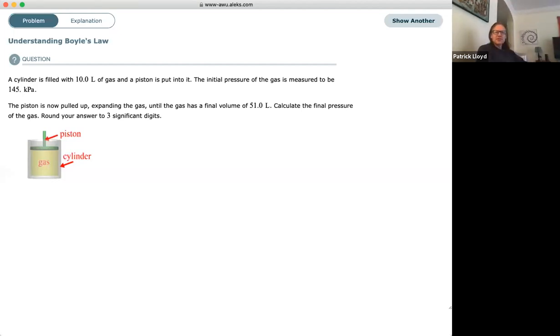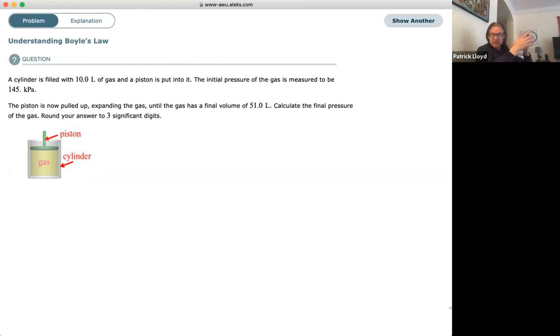Okay. Understanding Boyle's law. This one's telling you P1 V1 equals P2 V2. A cylinder is filled with 10.0 liters of gas. Remember that the units we often use for volume are liters. You'll see that a lot. So a cylinder is filled with 10.0 liters of gas, and a piston is put into it. They give you a little diagram here.